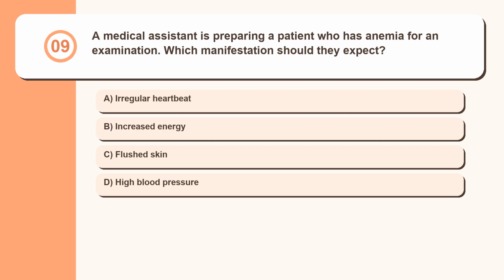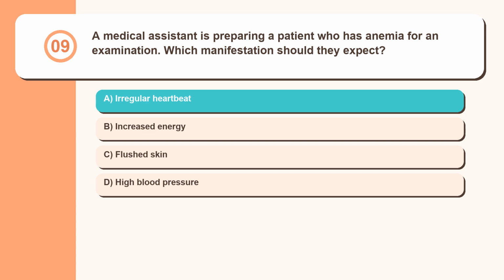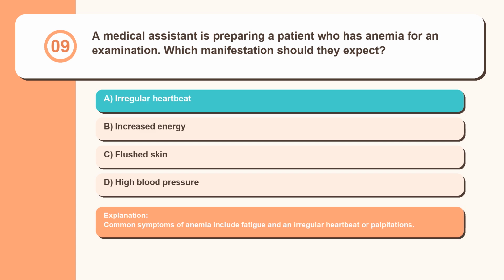Question 9. A medical assistant is preparing a patient who has anemia for an examination. Which manifestation should they expect? Irregular heartbeat, increased energy, flushed skin, high blood pressure. Common symptoms of anemia include fatigue and an irregular heartbeat or palpitations.